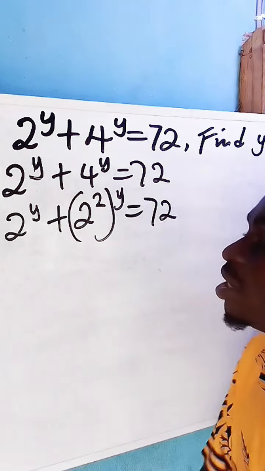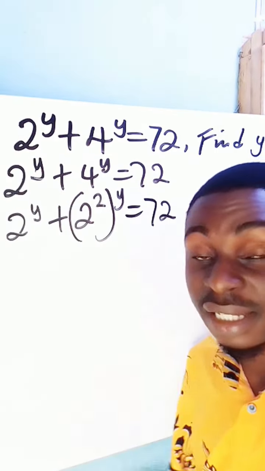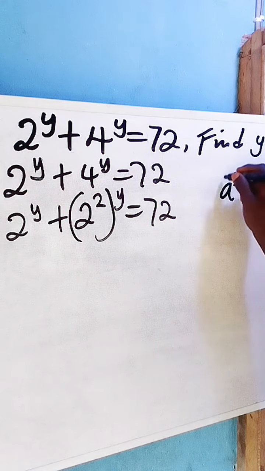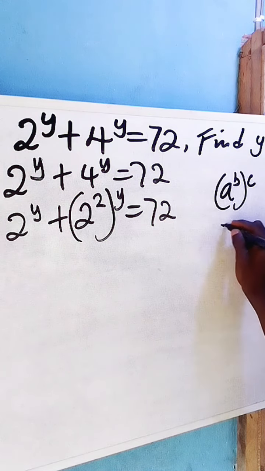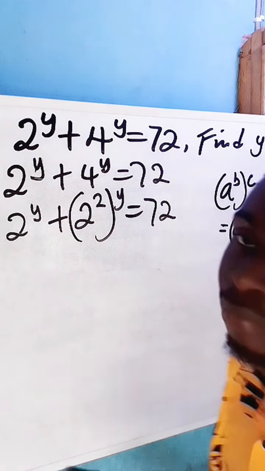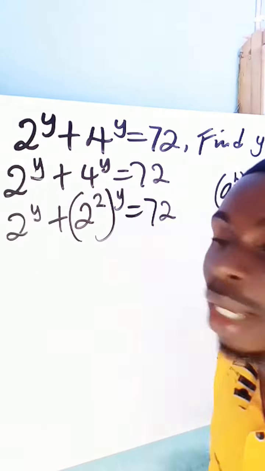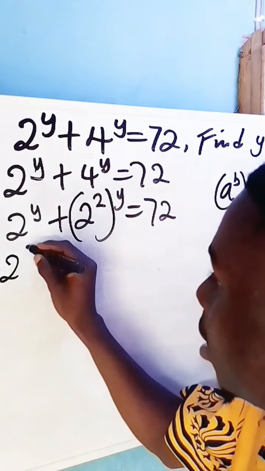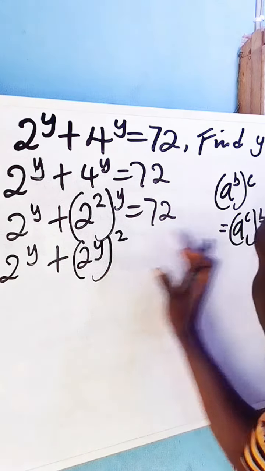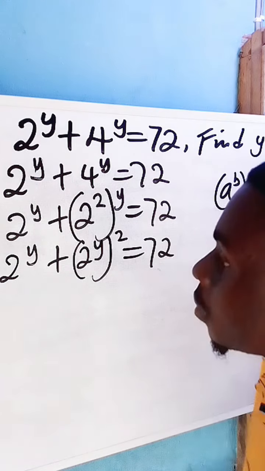Alright, so there is a law of indices that we are going to apply to transform this to be like this. And that law of indices states that if you have a to the power of b, raised to the power of c, then this is the same thing as a to the power of c, raised to the power of b, because it is the product. So in application of this law of indices, we can transform this to become 2 power of y plus 2 power of y, now raised to the power of 2 according to this, right? This is equal to 72.